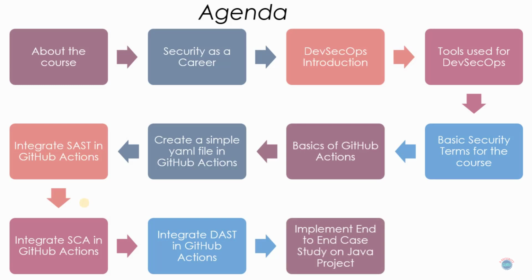And once we have integrated the individual security tools within our pipeline, we are going to implement an end-to-end DevSecOps pipeline on a Java project within GitHub Actions. This will be a real-life scenario where we are going to implement an enterprise level DevSecOps pipeline using GitHub Actions, and we are going to see the various reports that will be generated by SonarCloud, Snyk, and OWASP ZAP. So this is going to be an interesting journey.